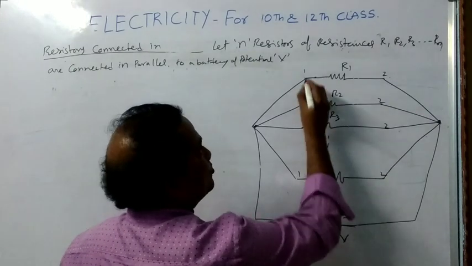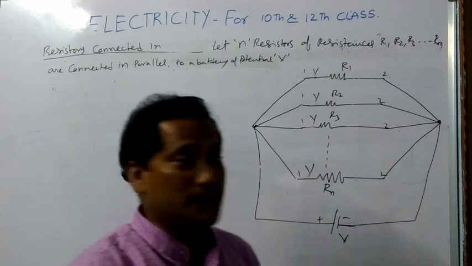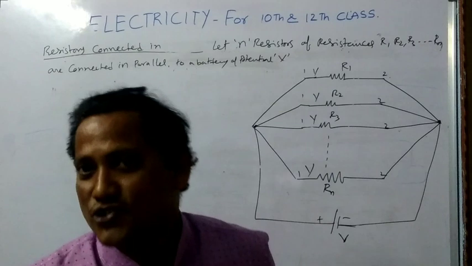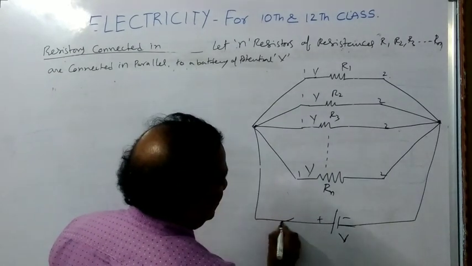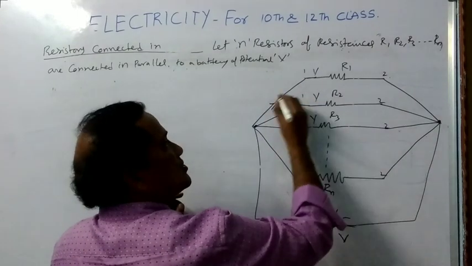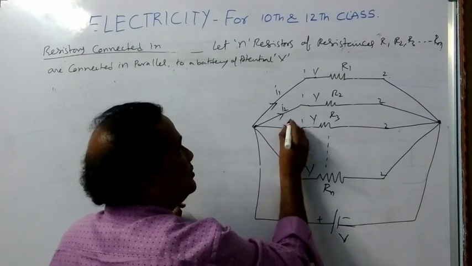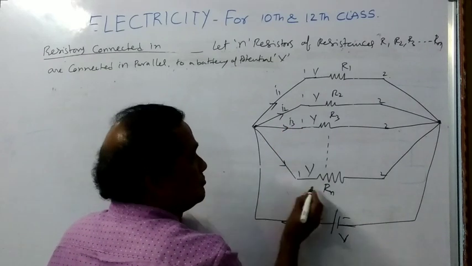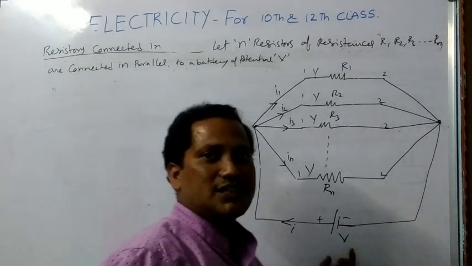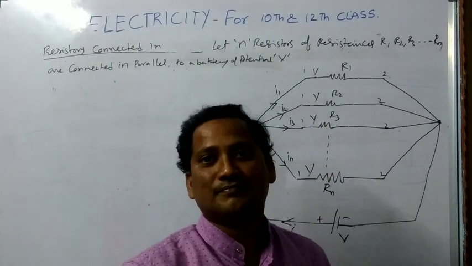So that means here also potential V is constant. R is changing. What is the other term? Current. Current is obviously changing. That is current I here. It will be divided like this. In the first resistor, current is I1, in the second I2, third I3, and so on, in Rn, In. Potential constant means we cannot determine the total potential. Total potential itself is nothing but V only.